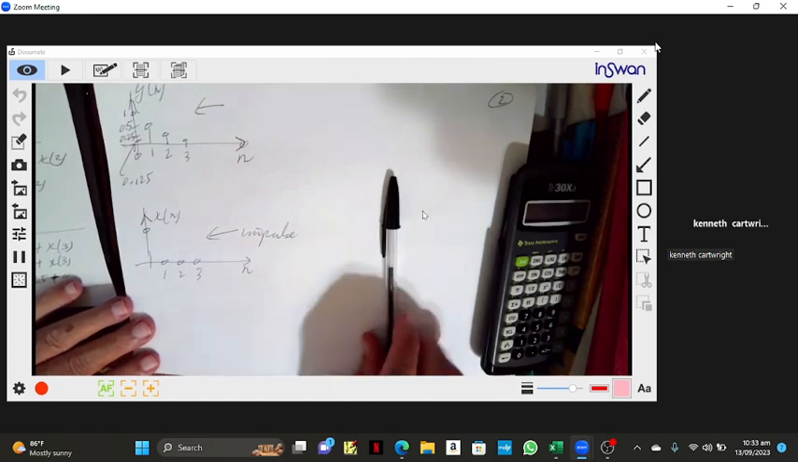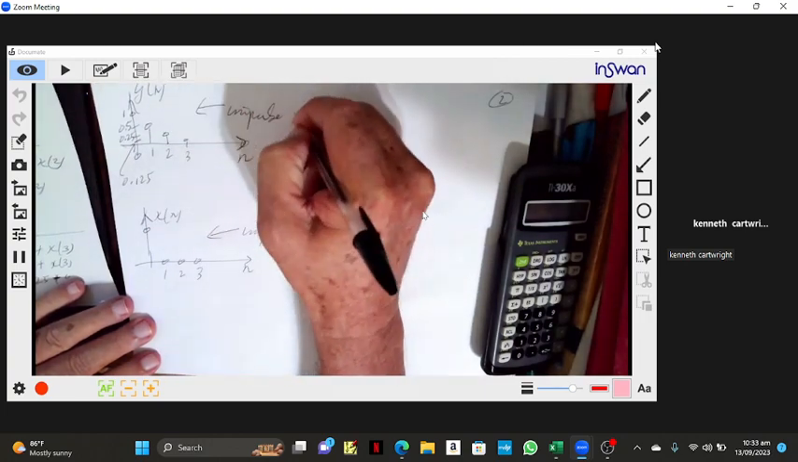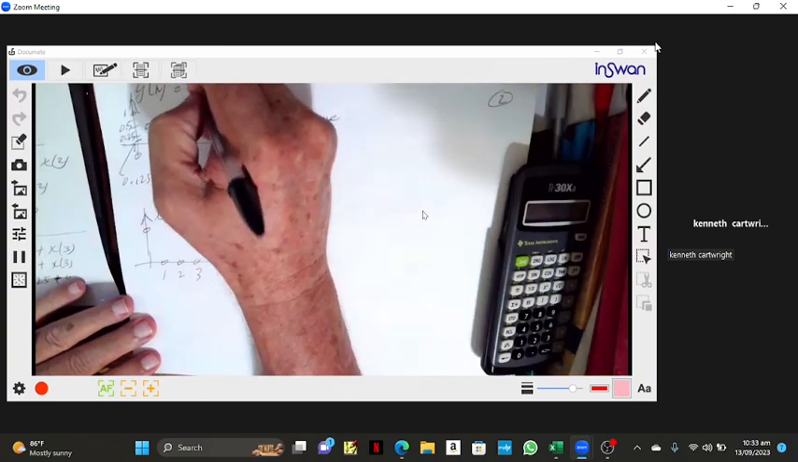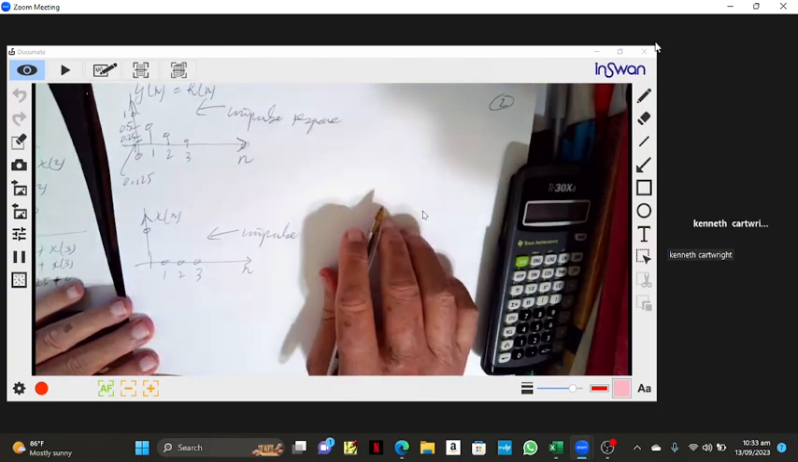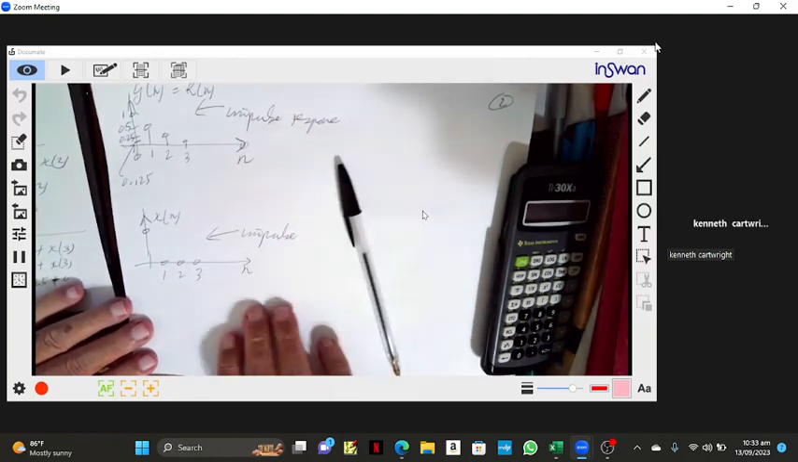If the input is impulse, the output is the impulse response. And we call that h of n. h of n is usually impulse response. Some books use g of n.